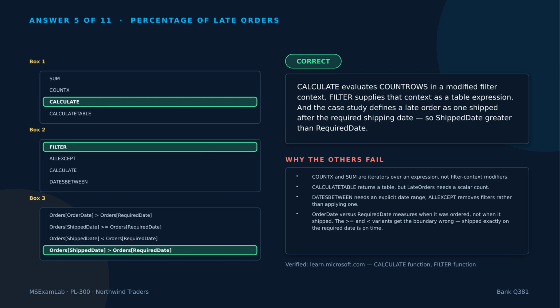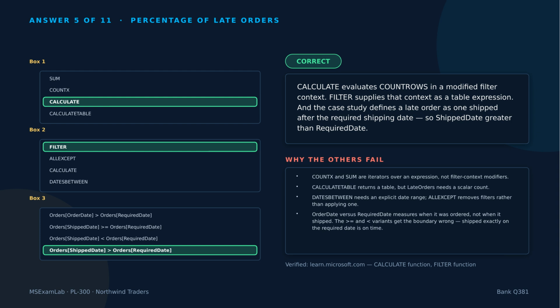The answers are CALCULATE and FILTER, ordering shipped date against required date. CALCULATE evaluates COUNTROWS in a modified filter context. FILTER supplies that context as a table expression. And the case study defines a late order as one shipped after the required shipping date, so shipped date greater than required date. Now why the others fail.